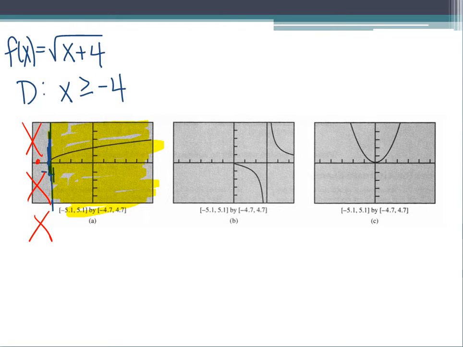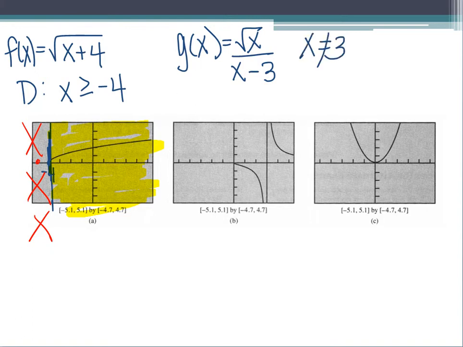Okay, the second one, this was g of x, I think it was, equals the square root of x over x minus 3. So we said two things. We said we can't have a negative or a 0 in the denominator, so x cannot equal 3. And we also said that because of the numerator, x has to be greater than or equal to 0. So there's two things happening here.